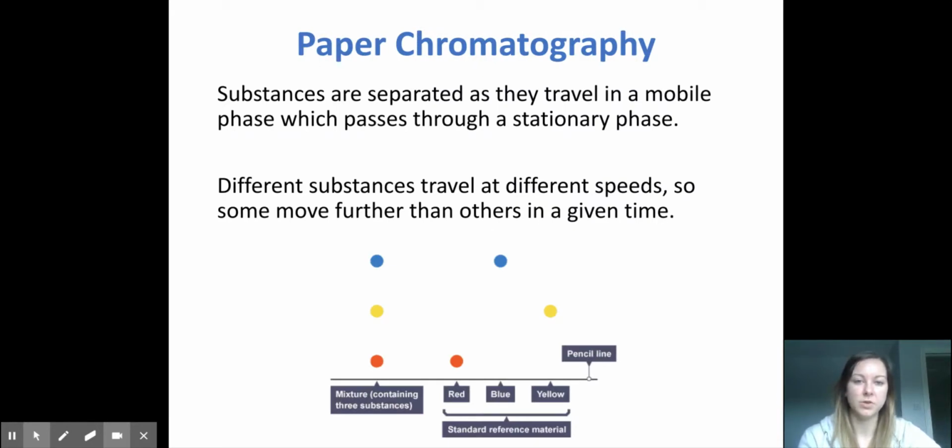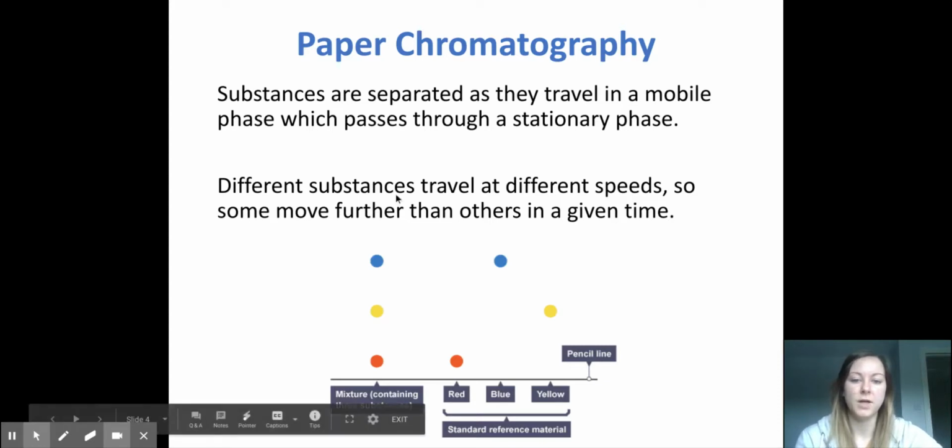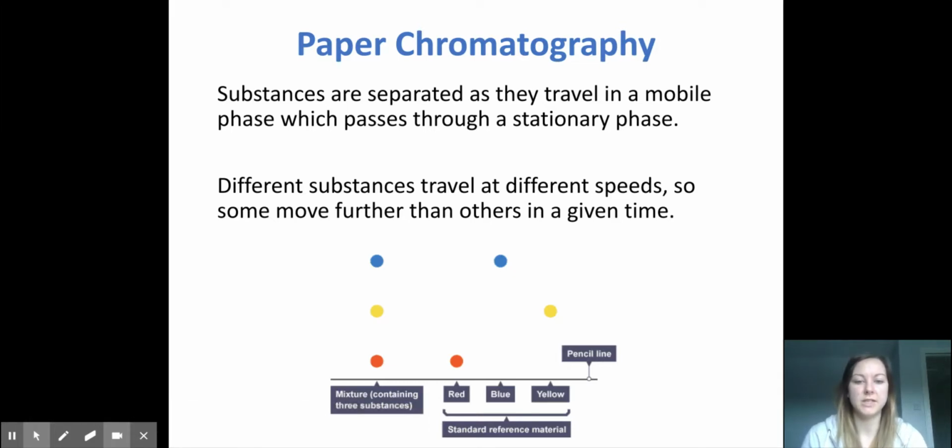The first type we're going to look at is paper chromatography. So when substances are separated, this is when they travel in a mobile phase, which passes through a stationary phase. So in paper chromatography, which I'm sure everybody's done before lower down the school, your piece of paper is your stationary phase. It is like it sounds, it stays where it is.